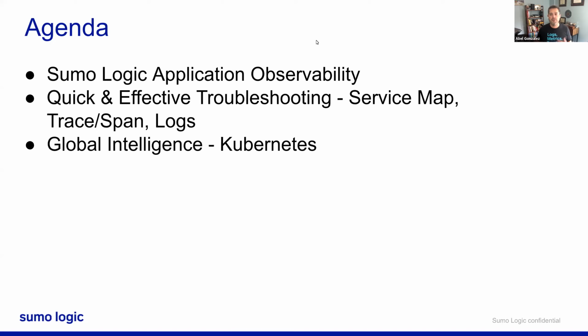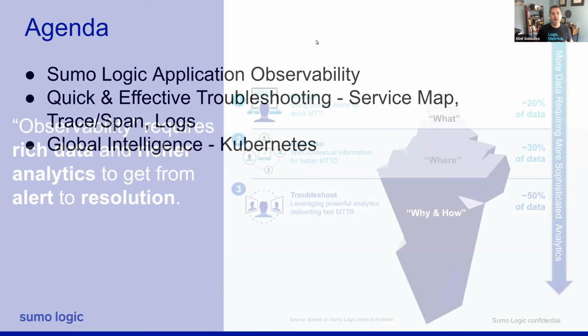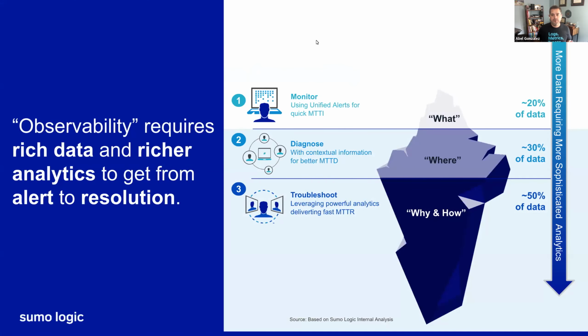So they're able to continuously improve as their application grows, complexity increases, and Sumo Logic is there for our customers to continue that improvement process. So let's talk a little bit about observability. So for us, observability requires rich data, but it also requires richer analytics to get from alert to resolution.